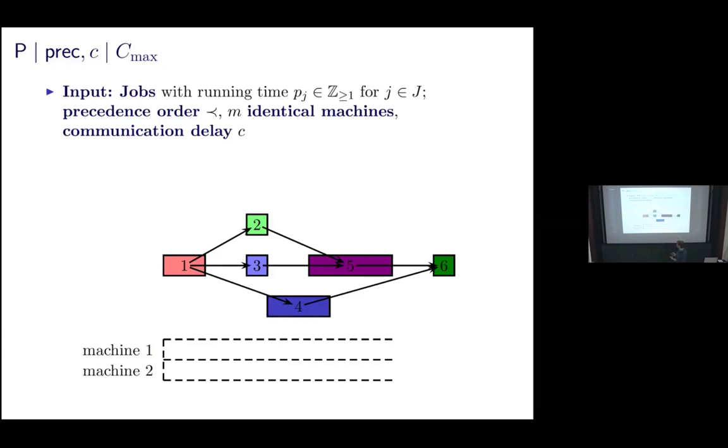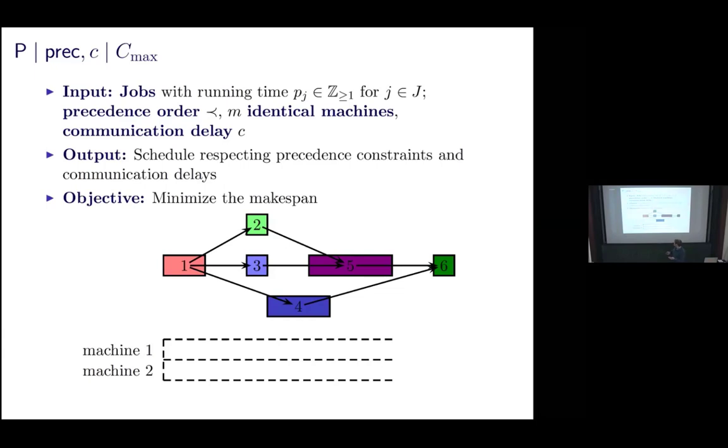And here's what you need to do. You need to find a schedule of your jobs on those M identical machines. Let's say we start by putting the first job. Now you can see that there are three other jobs that depend on the first job. So let's say after that we schedule the second job. If we schedule the second job on the same machine, we can start right after job one. But we have this communication delay. So if we decide to schedule a dependent job on a different machine, then a time of at least C needs to pass between completion of the first job and the time that you start the second job.